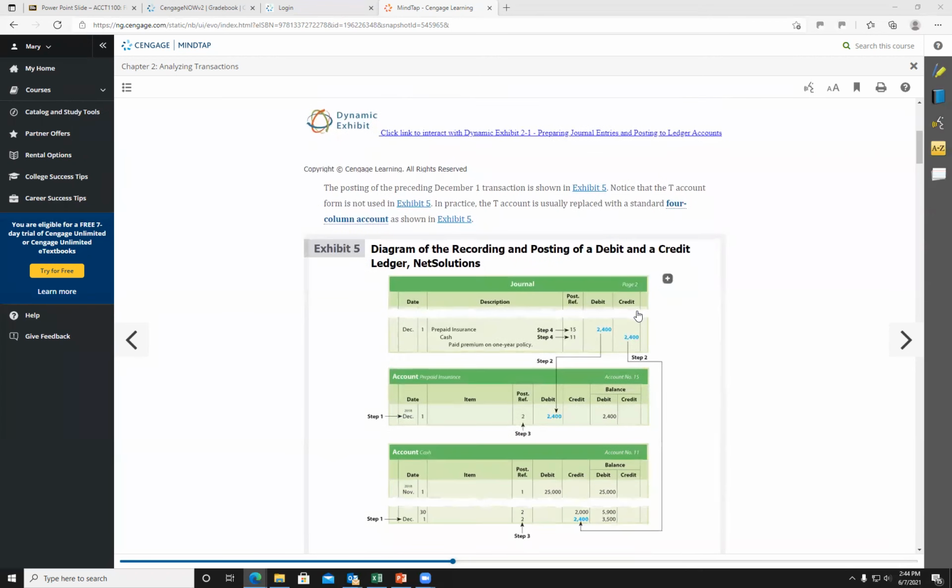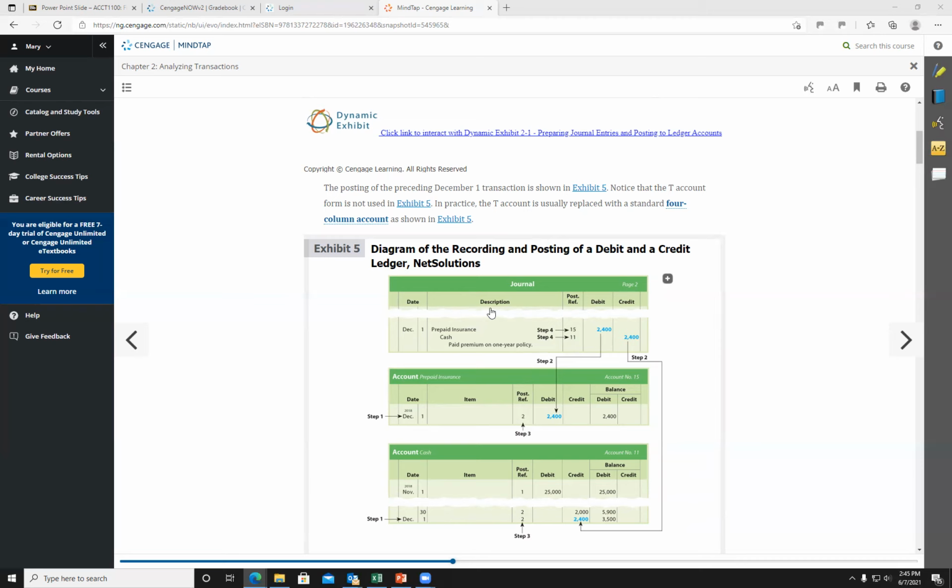With that 4-column account, it's going to give you the date, because remember, we always had to have a date. And then the description, which nine times out of 10 you're going to pull straight from your chart of accounts. Your chart of accounts are the different types of accounts that your company uses. You have asset accounts, liability accounts, owner equity accounts, expense accounts, and revenue accounts. Those are your main categories, and then you're going to have subcategory accounts under each of those. Like, for example, prepaid insurance and cash are both asset accounts.